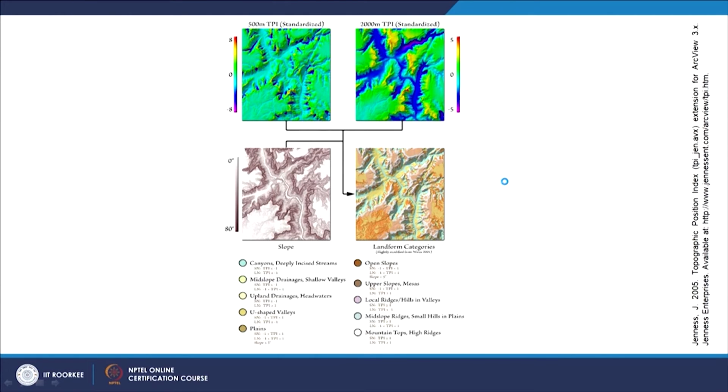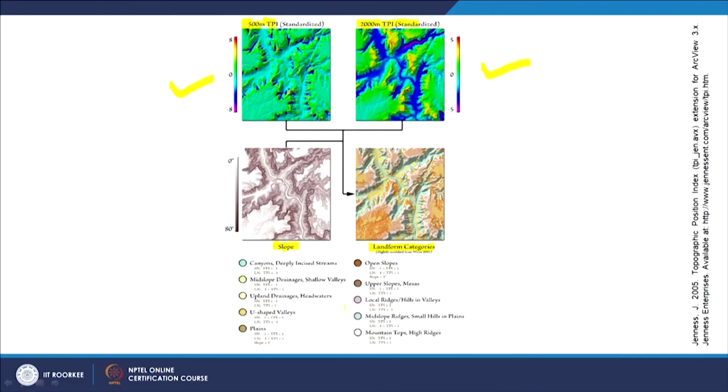Example here: 500 meter spatial resolution TPI and again 2000 meter spatial resolution TPI, two different classifications. These maps you have already seen. Now, when we classify based on slope or landform categories, these are the categories which we can do.